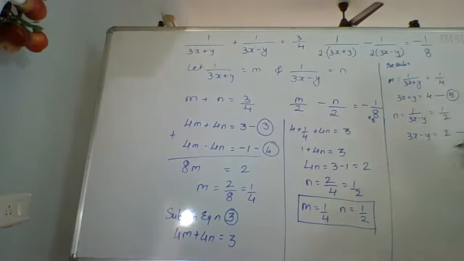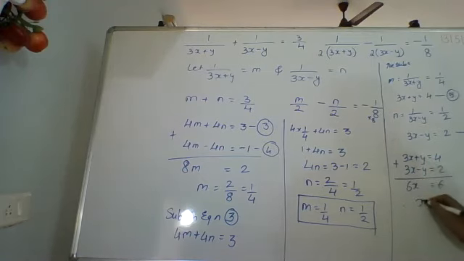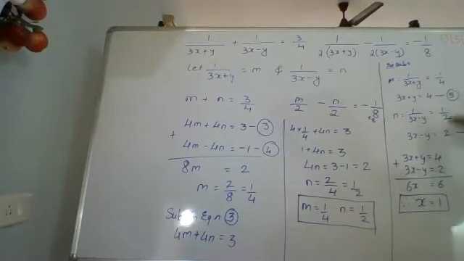Take both these equations together. So you have 3x plus y equals 4, and 3x minus y equals 2. Since this is plus and minus, I'll add. So I have 6x equals 6. Therefore, x equals 1. Substitute in any of these.